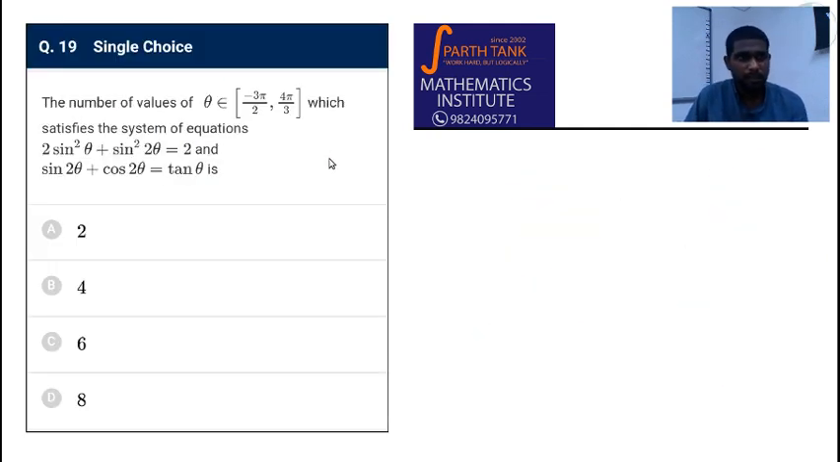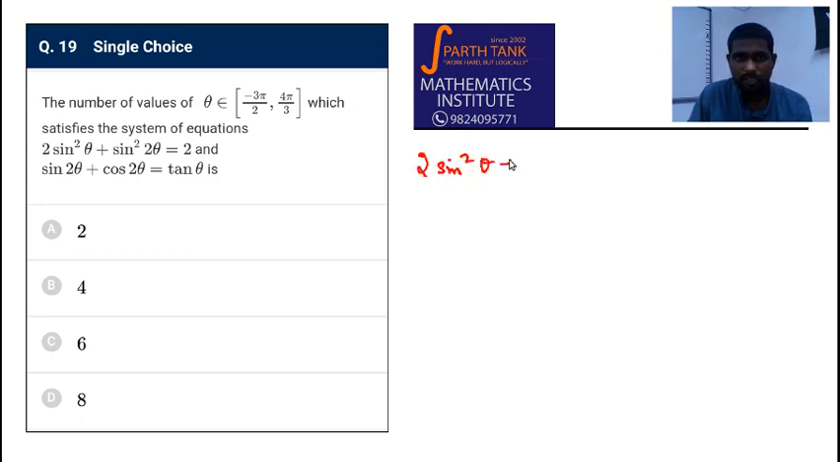Moving on to question number 19. The number of values of theta, theta belonging to minus 3 pi by 2 to 4 pi by 3, which satisfies the system of equations 2 sine square theta plus sine square 2 theta is 2. And they have given another equation, that is 2 sine square theta.